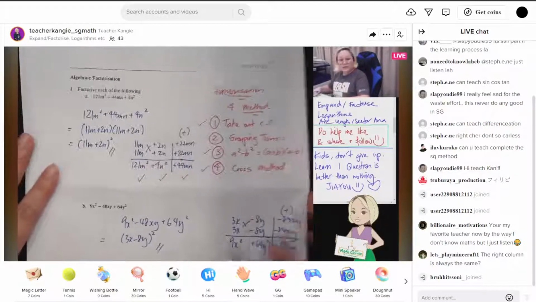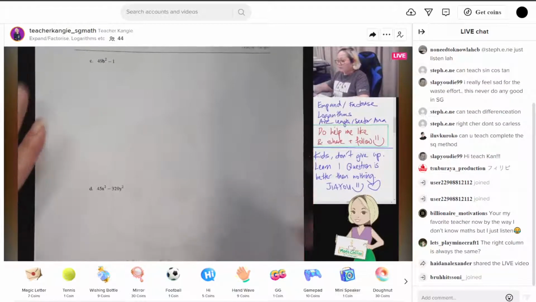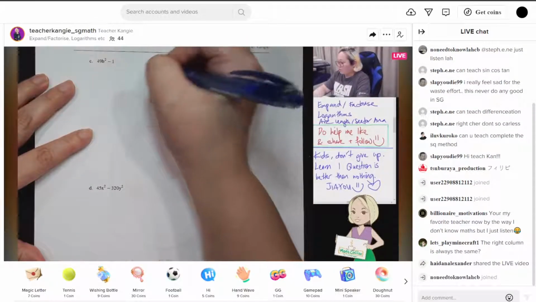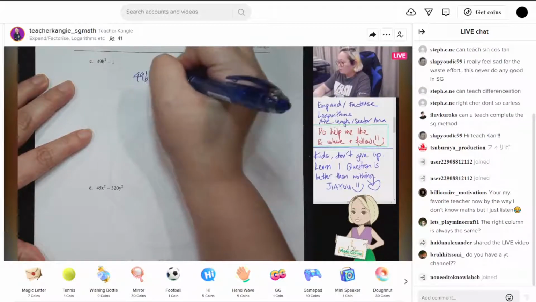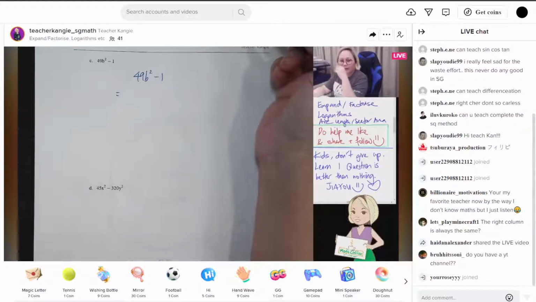Okay, now let's see this one. This is using a squared minus b squared. 49b squared minus 1. First, always ask yourself, can I take out any common factor or not? Always ask yourself whether I can take out a common factor.